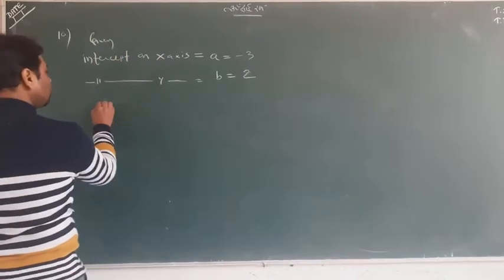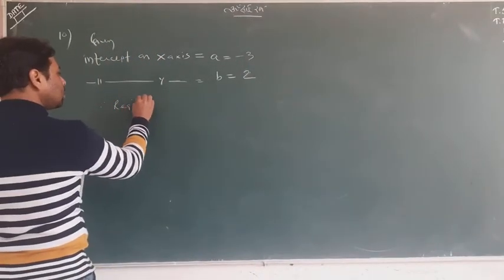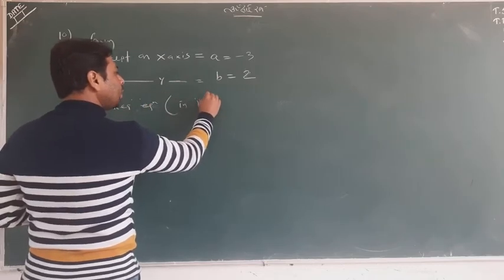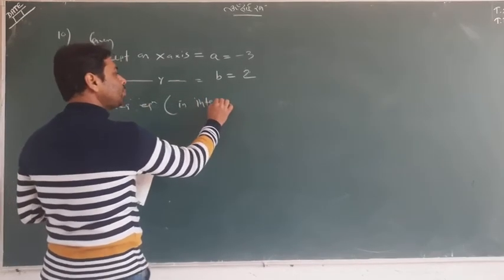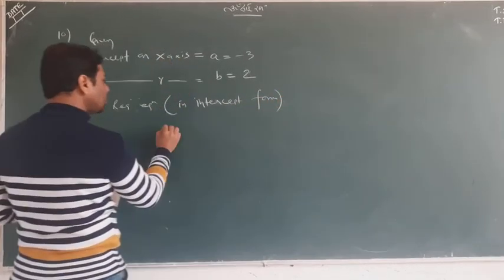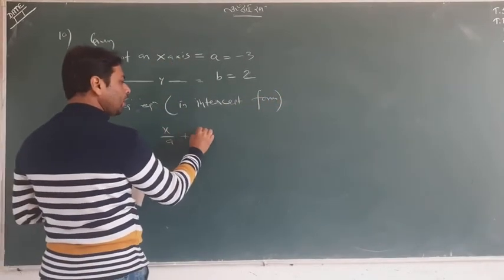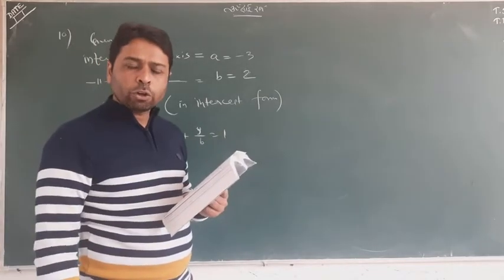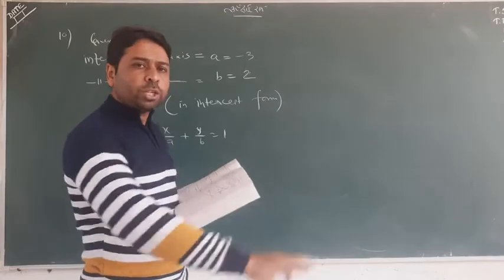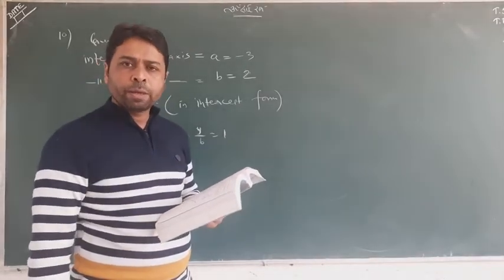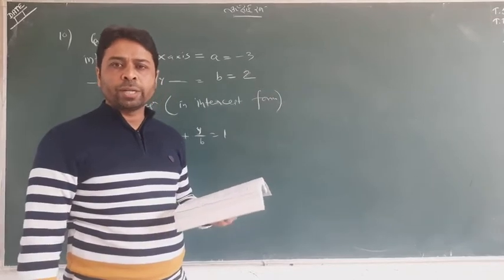What is the answer? The required equation, in which form? In intercept form. What is it? x upon A plus y upon B equal to 1. Again, recall your knowledge. I made you write each and everything. I already taught you all this in the last lecture. Please follow that and get your answer.